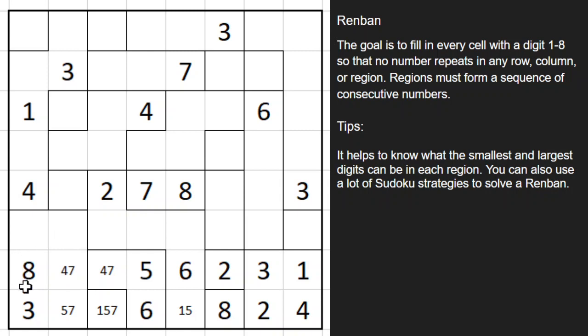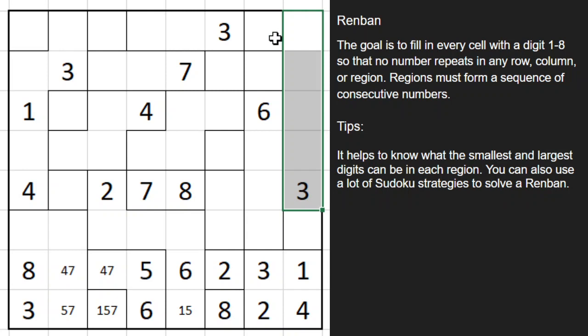If we think about, let's look at this region. So this region is a unique one because it's really pretty big and it's all mostly in one column.